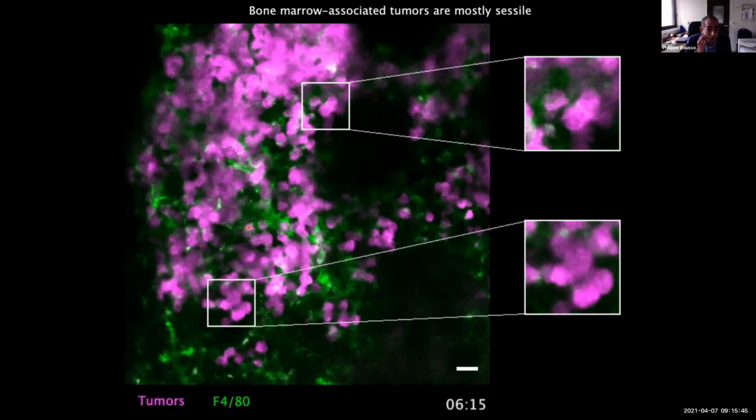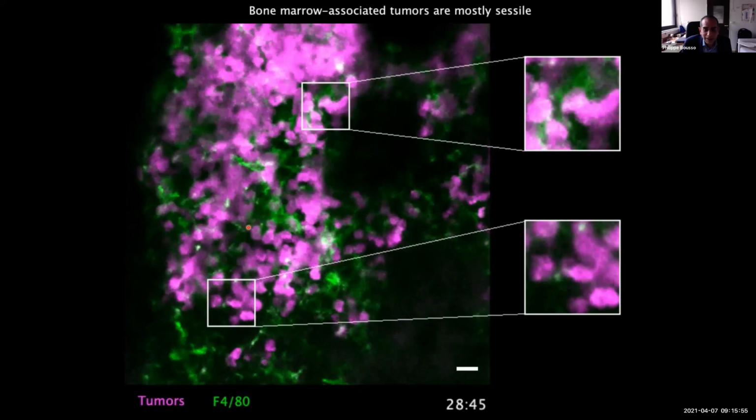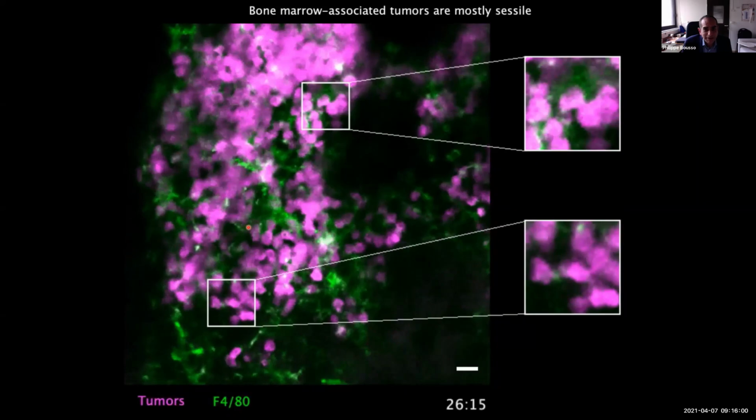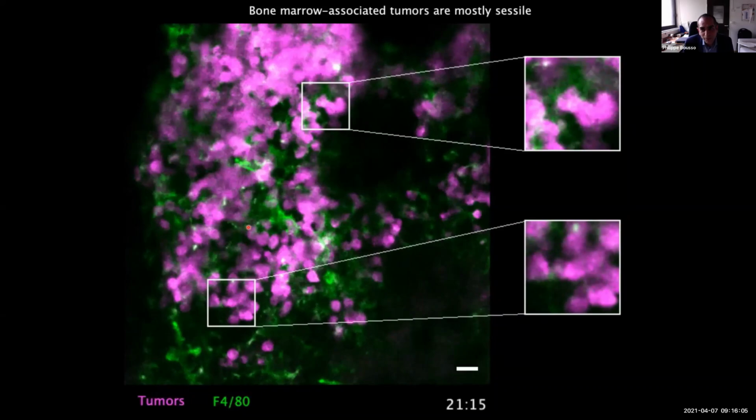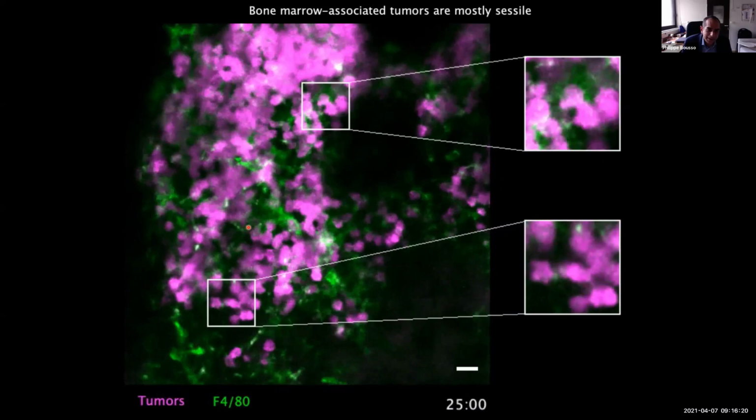By and large, what you see is that the vast majority of this tumor is not highly motile and certainly not circulating or recirculating, at least during the time frame of imaging. So these cells are probably not eligible for being depleted by the Kupffer cells in the liver. And if there are mechanisms that operate, they have to operate locally. So we decided to investigate what this mechanism could be.